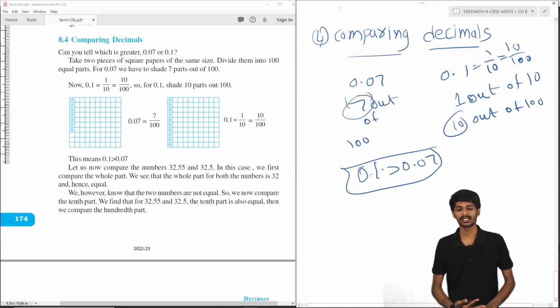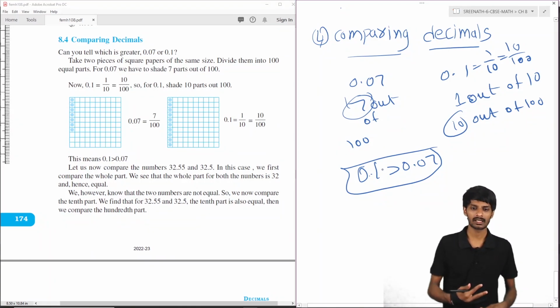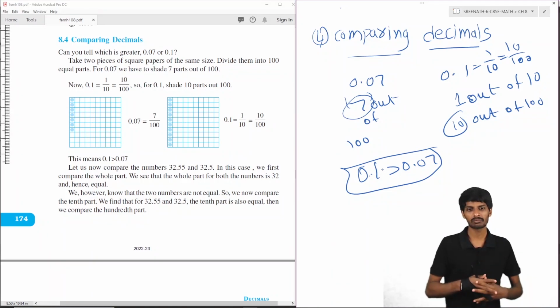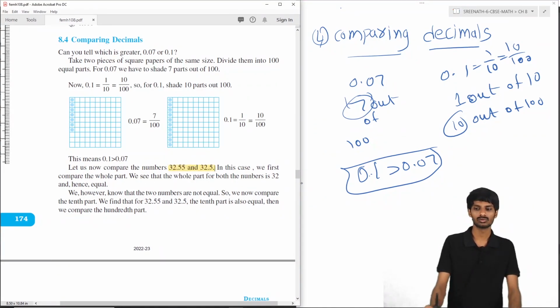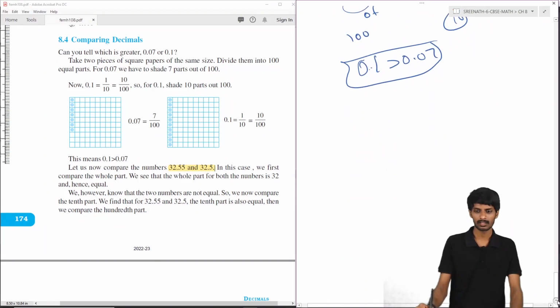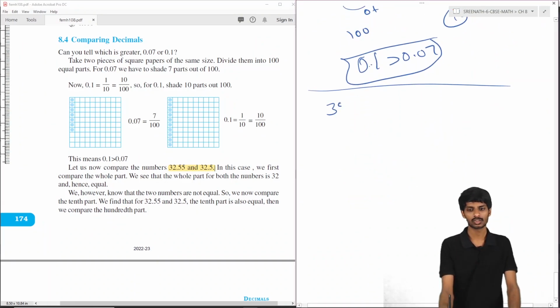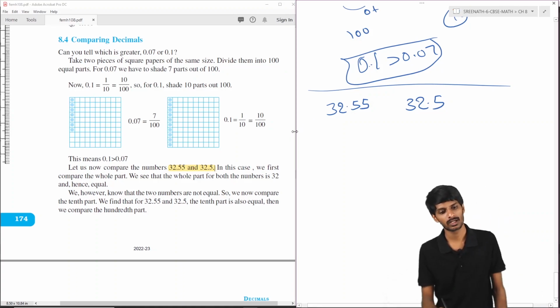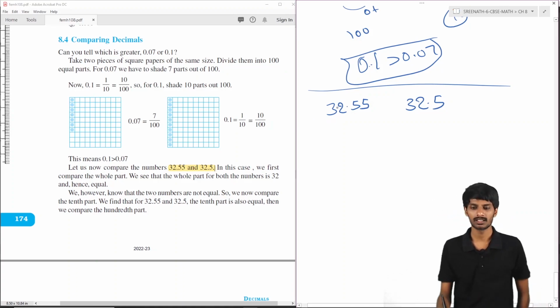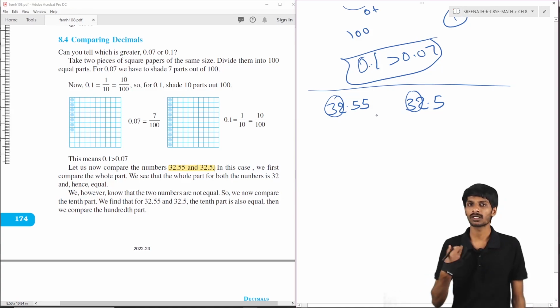So every time, students, by drawing pictorial diagrams we can understand, but doing pictorials every time to compare decimals is somewhat difficult. So we have to find a better method. One more thing: if you have to compare two numbers like 32.55 and 32.5, in both cases, students, first we compare the whole part. Here 32, here also 32, the whole part is the same.